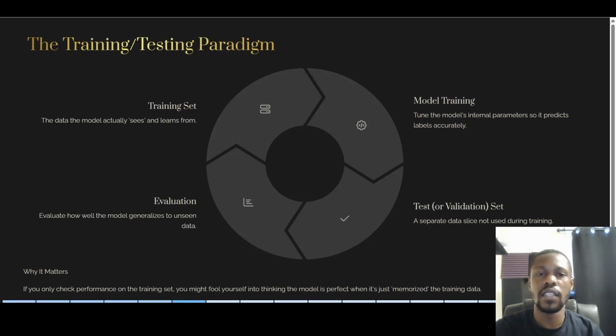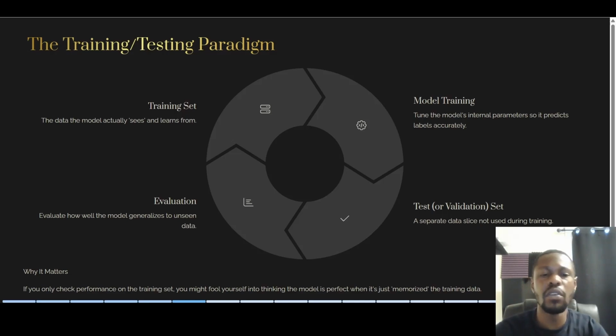The training and testing paradigm. So how the model essentially works: we have a training set, which is the data that the model will see and learn from. Then we'll train the model, tuning the model's internal parameters so that it predicts the labels accurately. Then we'll have a testing or validation set, a separate data slice which is not used during training, so that we can test how well our model performs with data that it hasn't seen. And then we'll evaluate how well the model generalizes to the unseen data.